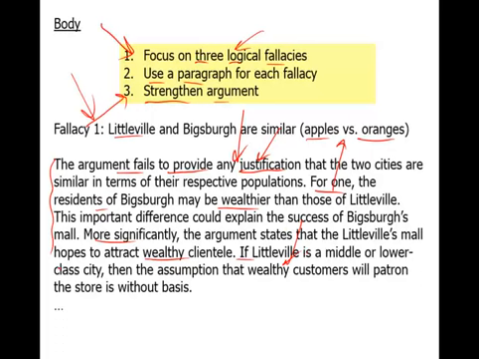Now you may think, oh, that's great. That's the end of that paragraph. While it's tempting, again, we want to go back to this idea of strengthening. What evidence would strengthen this argument? What do we need here?